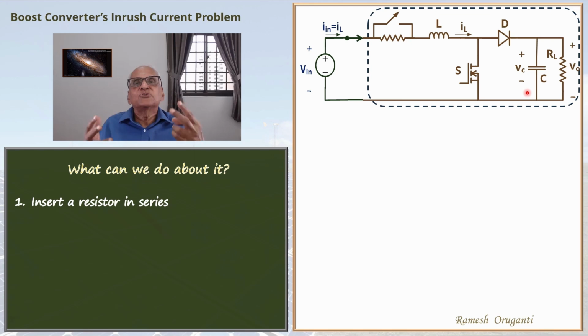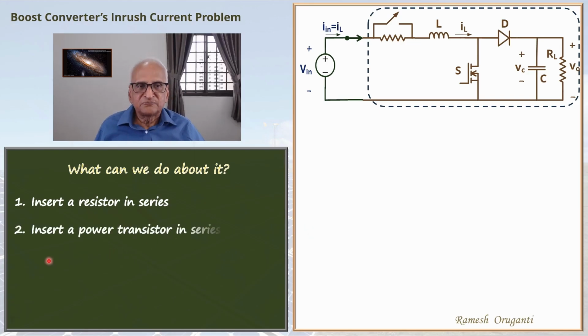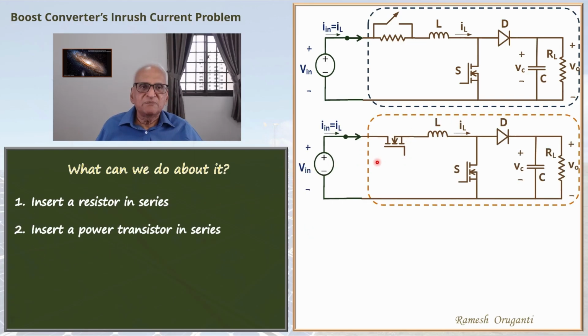Now you may have two surge currents, one when the boost converter is powered on and the second when the resistance is cut out. Another way, perhaps a better way, is to insert a power transistor in series. Here it shows a power MOSFET. You can use an IGBT.